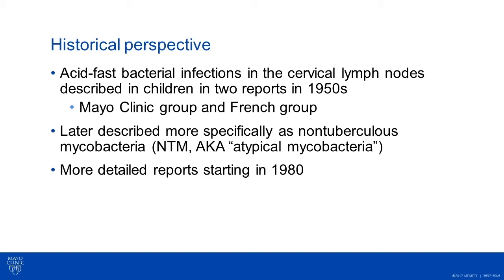Later on, over the following decades, people started to differentiate these from Mycobacterium tuberculosis, and identified them as non-tuberculous mycobacteria. So many of you probably have used or heard the term atypical mycobacteria. That is a very common term. It's perfectly fine. In the infectious disease literature, they've tended more to start calling it non-tuberculous mycobacteria or NTM. So that's probably going to become the more standard term over time. And starting in 1980, more detailed reports of these organisms causing cervical lymphadenitis and other head and neck infections started to come out.